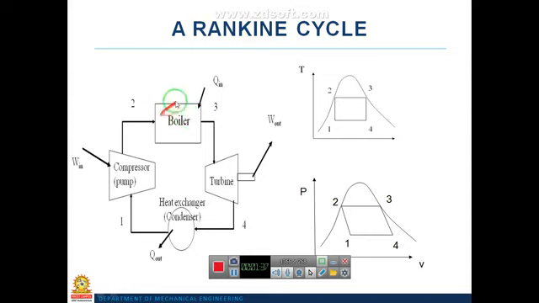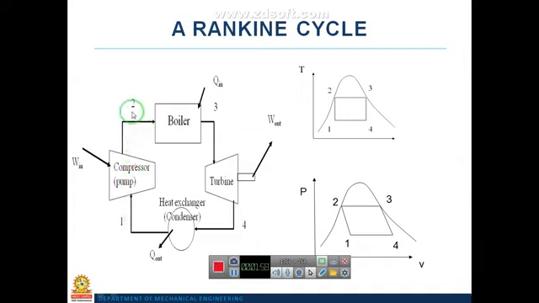Where do we use the Rankine cycle? We use the Rankine cycle in steam thermal power plants. Here, basically, in steam power plants, we use this Rankine cycle. We will start the process.